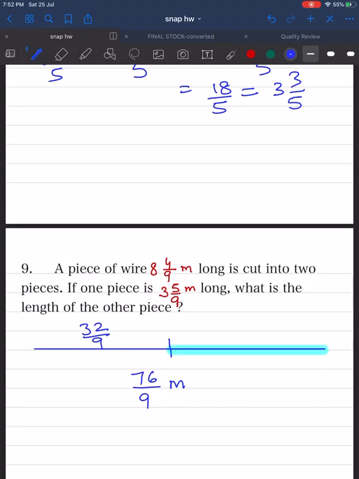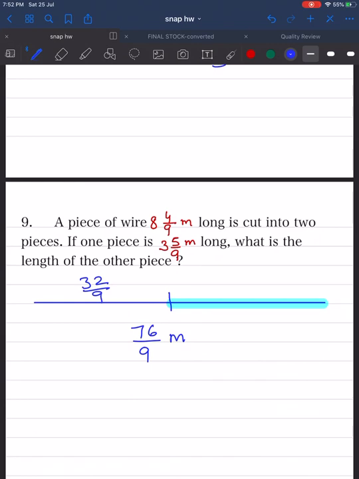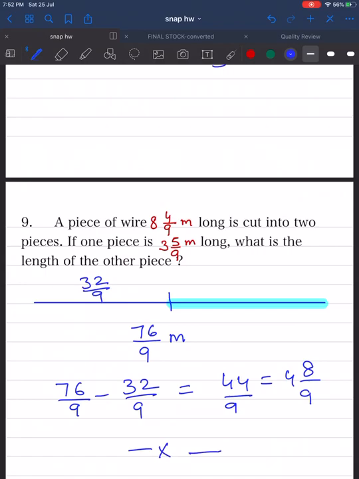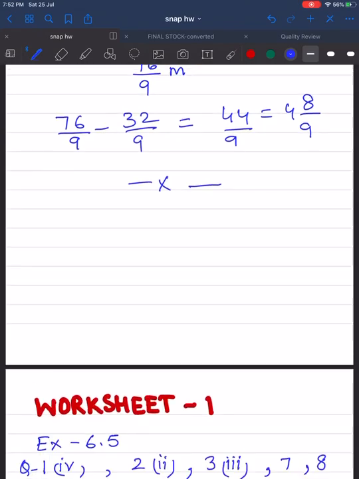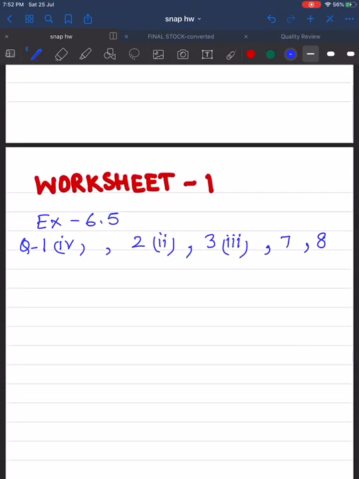Now to find out the length of the other piece, from the total length we have to subtract the given length of the one piece. So we get here 76 upon 9 minus 32 upon 9, which is equal to 44 upon 9, and this gives you 4 8 on 9. Children, I hope you have understood all these questions. Now for worksheet 1 of fractions, you have to do exercise 6.5, question number 1.